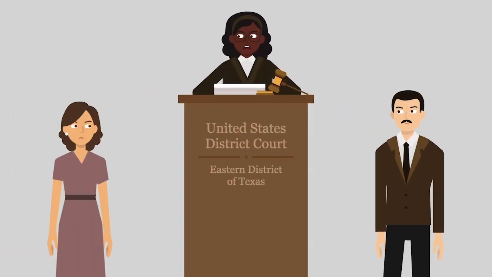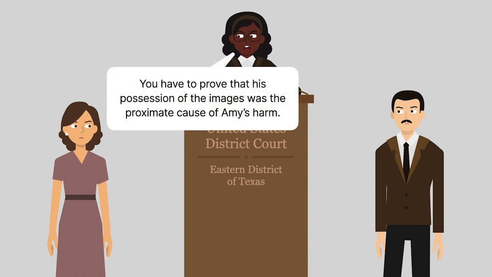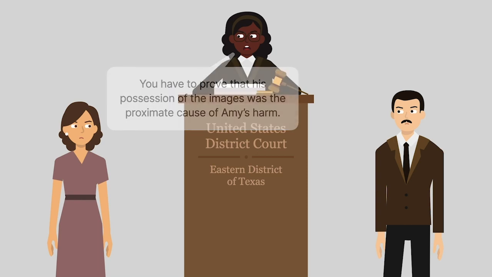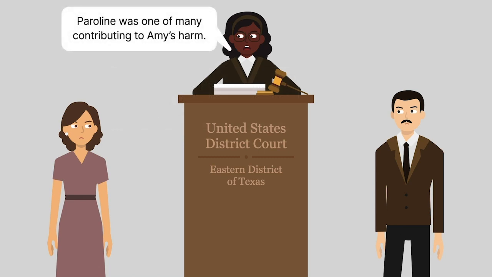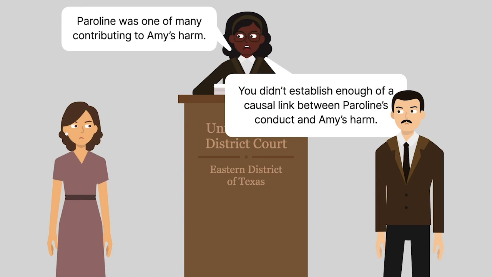A federal district court declined the government's restitution request. The court held that to obtain restitution for Amy, the government was required to prove that Paroline's possession of the images was the proximate cause of the harm suffered by Amy. Because Paroline was one of many people whose wrongdoing contributed to Amy's harm, the court concluded that the government had not established enough of a causal link between Paroline's conduct and Amy's harm.